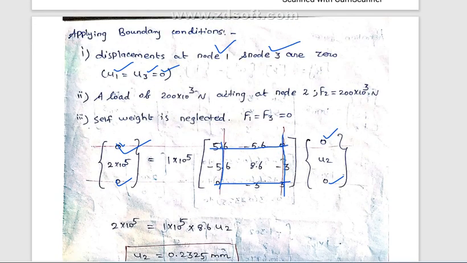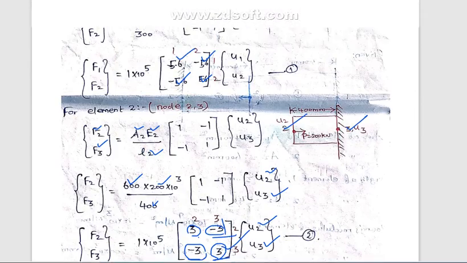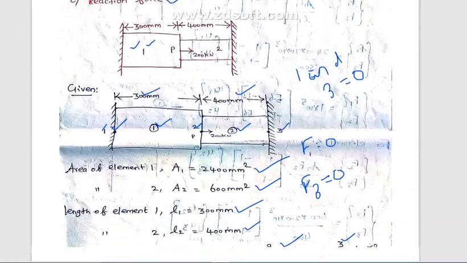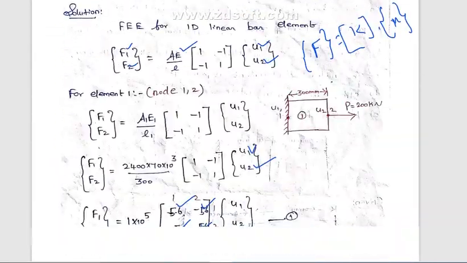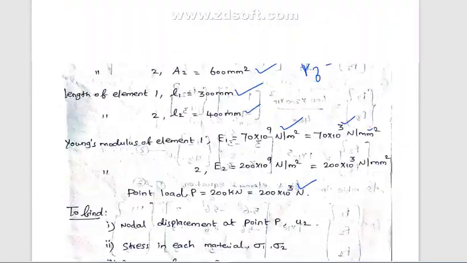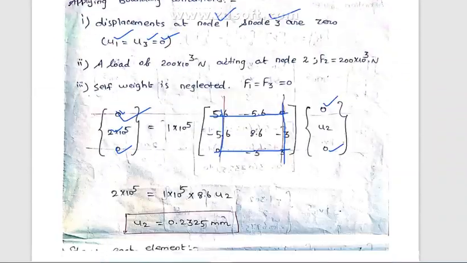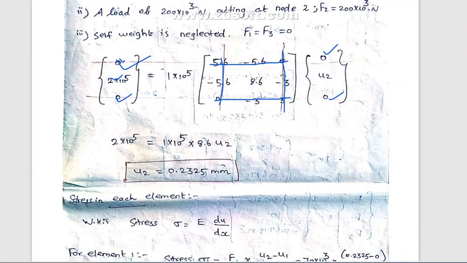Therefore, at the nodal point 2, the force is acting. See here, that is 200 kilonewton force acting here. Therefore, you have to convert kilonewton to Newton, which means 2 into 10 power 5. That's why you put 2 into 10 power 5 here.